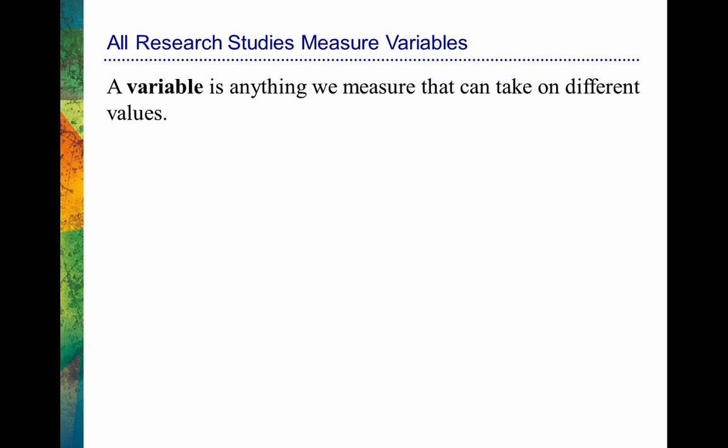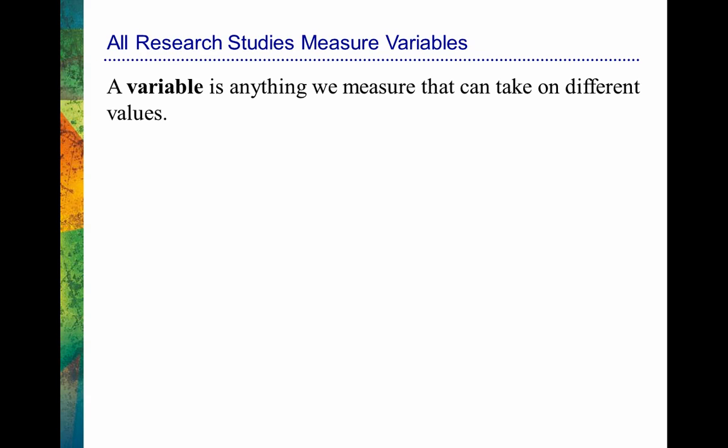So for example, this is very straightforward. Think about a person's sex. If we're measuring people and we're also measuring their sex, a person could be a male or a female. So that level of information that we're collecting can take on different values. Think about, for example, a person's age. Ages, of course, can vary, so age would be a variable.